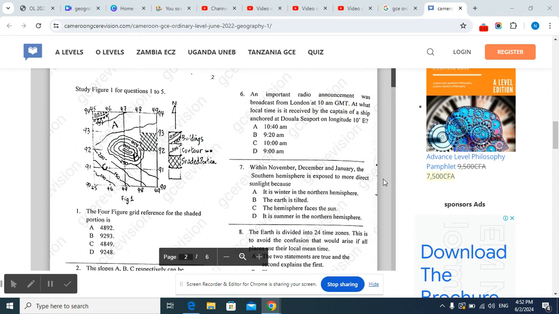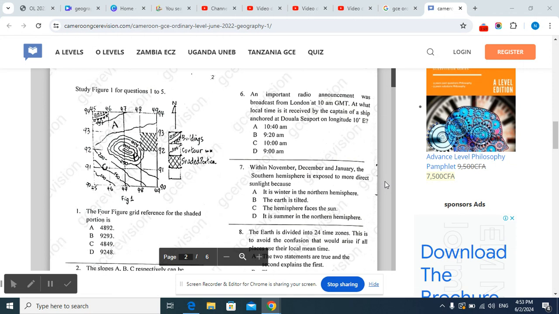Number 7. Within November, December and January, the southern hemisphere is exposed to more direct sunlight because, the answer is C.